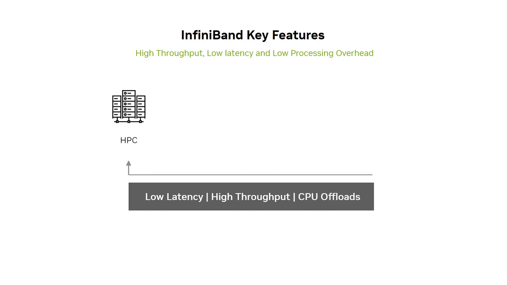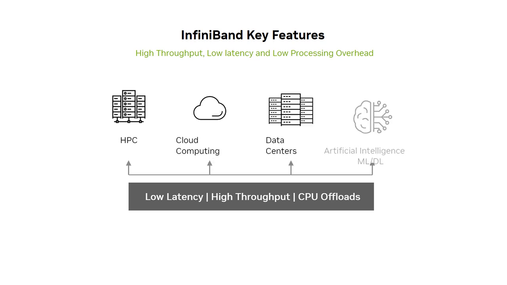InfiniBand is a favorite of traditional HPC. It runs scientific simulations and models on parallel clusters, as well as for cloud data centers and GPU-accelerated AI workloads. InfiniBand solutions are the most deployed high-speed interconnect for large-scale machine learning, used for both training and inference systems.